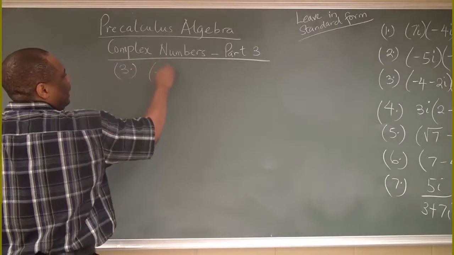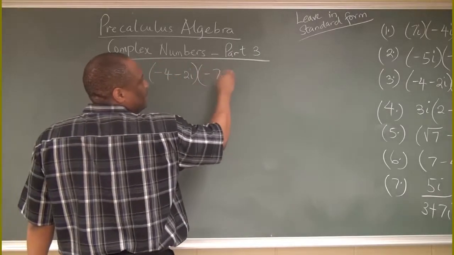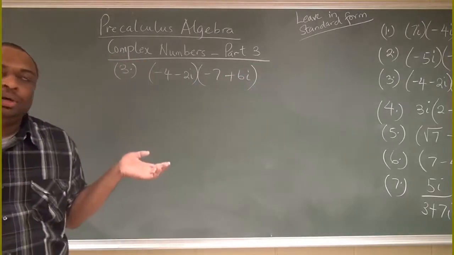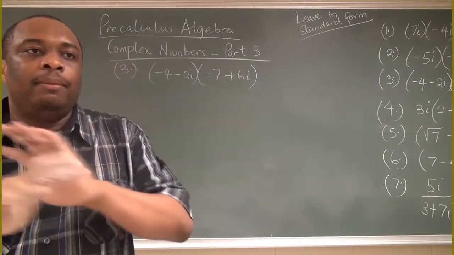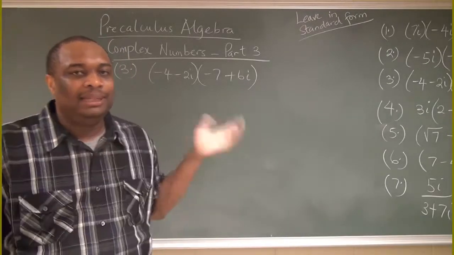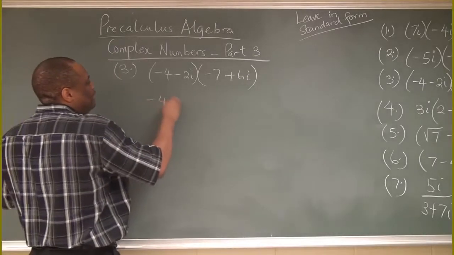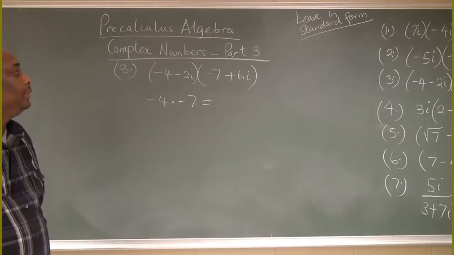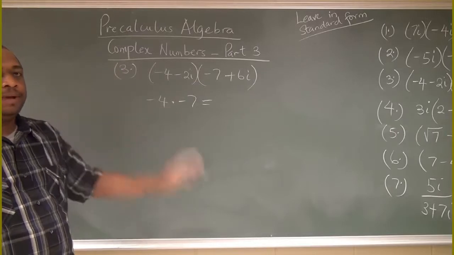We have (-4 minus 2i) times (-7 plus 6i). So the way you do your FOIL, if you want to use FOIL, just the way you multiply two binomials, that is the same way you do here. So this is -4 times -7. If you want to do FOIL, that's fine. First, outer, inner, last. If you want to use that, that's fine.